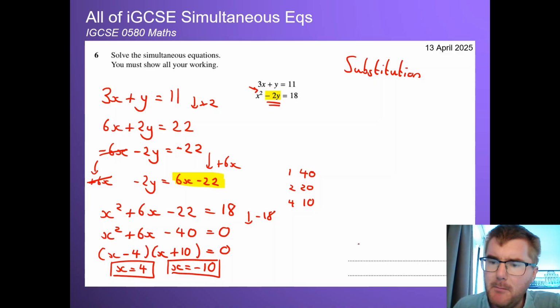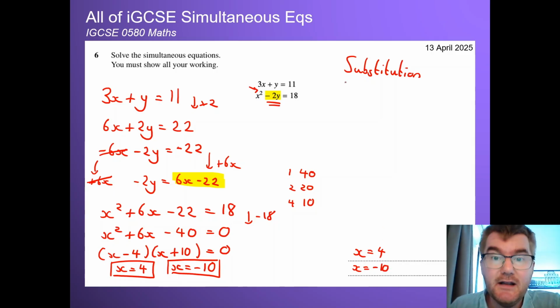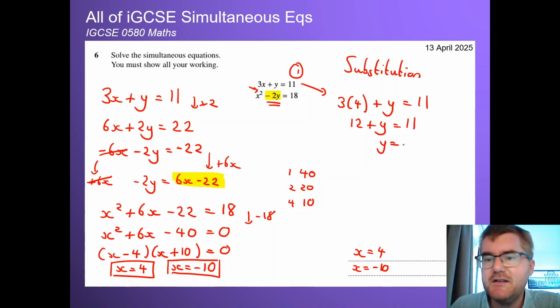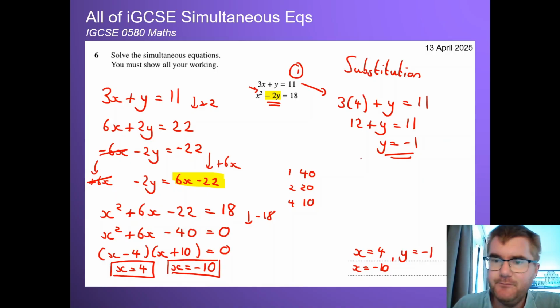Doesn't actually put much for the answers here, so let's write this down as x equals 4, x equals minus 10. And now we want to work out the y part here. So again, we can substitute in. Let's substitute into this equation. So where we have an x, we put 4 to start with, equals 11. That gives us 12 plus y is 11. Therefore, y is equal to minus 1. Perfect. Super.